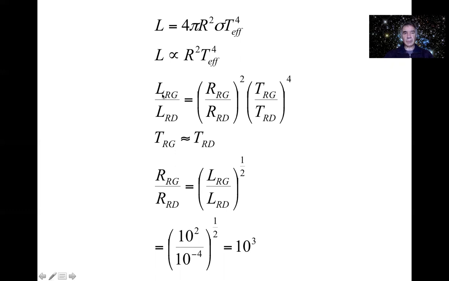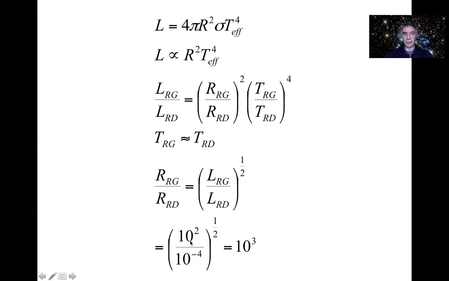Okay, so we're comparing the red giant star on the top line here to the red dwarf on the bottom line. Now, I set the problem up telling you that we assume they're both the same temperature because we're looking at a vertical line in the HR diagram. So temperature is the same for both stars, so that term goes to unity. Okay, so simplifying down again, we're interested in the ratio of the sizes, so the ratio of the radii of the two stars. So we can turn this equation around to look at the radius of the red giant compared to the red dwarf star. And you can see that it's just proportional to the square root of the ratio of their luminosities.